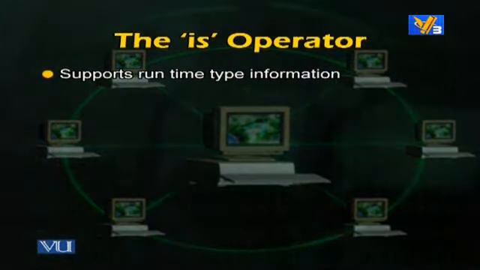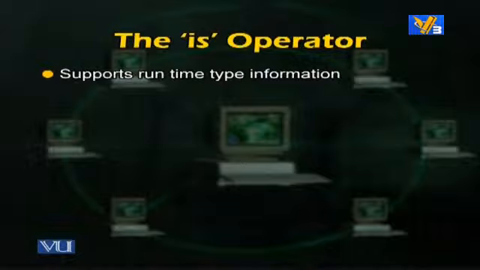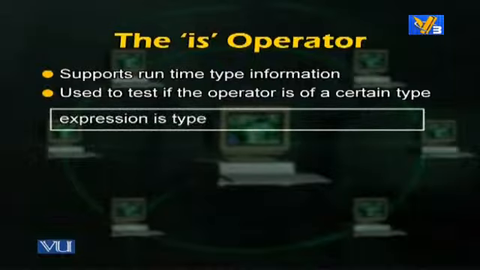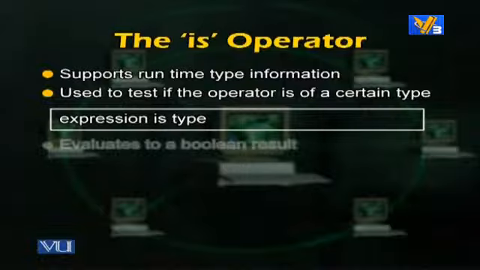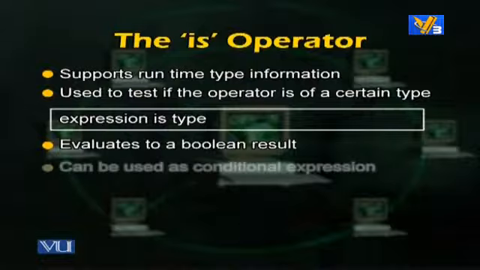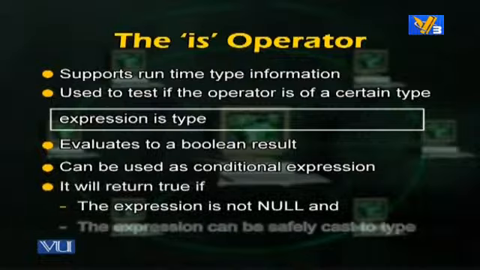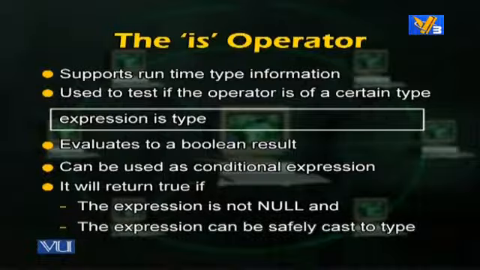The is operator, as I said earlier, supports runtime type information. It is used to test if the operand is of a certain type, and the syntax of this is expression is type. So what we are saying is that this expression is this given type, and it evaluates to a Boolean result, so it can be used as a conditional expression. The whole thing, expression is type, will be true or false. It will return true if the expression is not null and the expression can be safely cast to type.